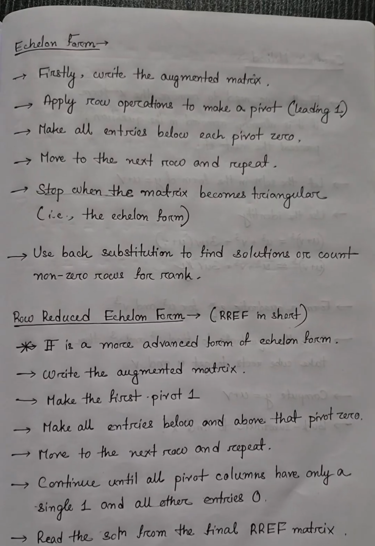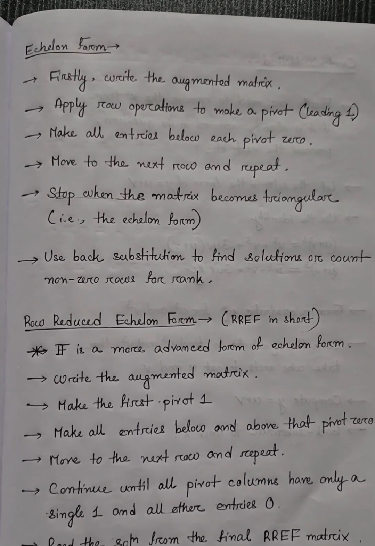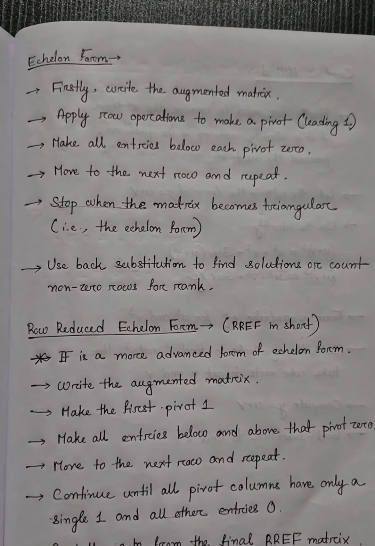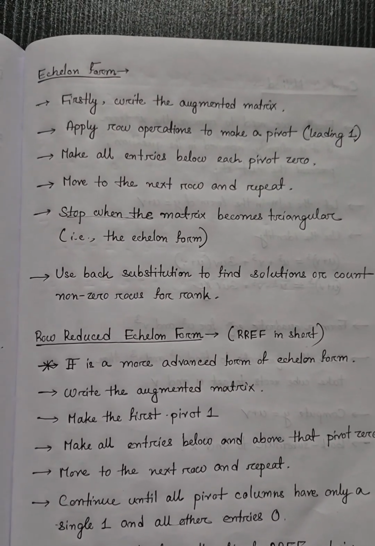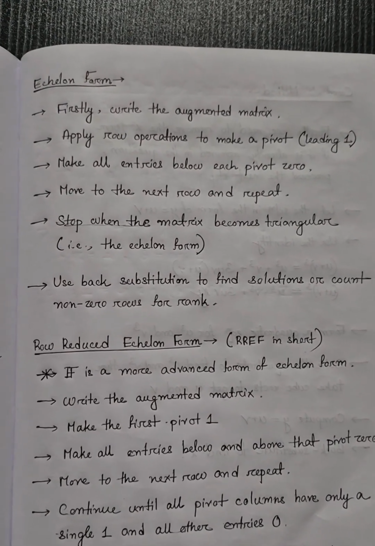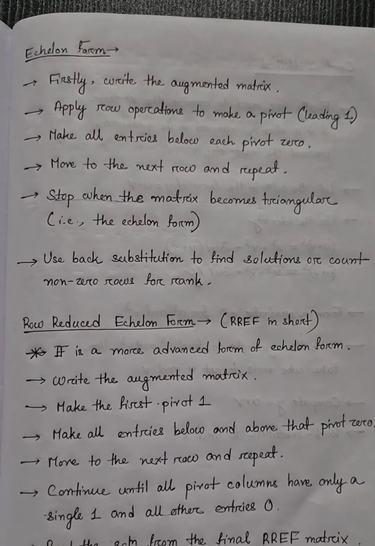Now we will see about the echelon form and row reduced echelon form, RREF in short. In case of echelon form, first we have to write the augmented matrix and apply operations to make a pivot, that is the leading element. Then we have to make all entries below each pivot 0. Then we have to move to the next row and then repeat the same steps. Then we have to stop when the matrix becomes triangular, that is the echelon form. Then we have to use the back substitution to find the solution or count non-zero rows for rank.